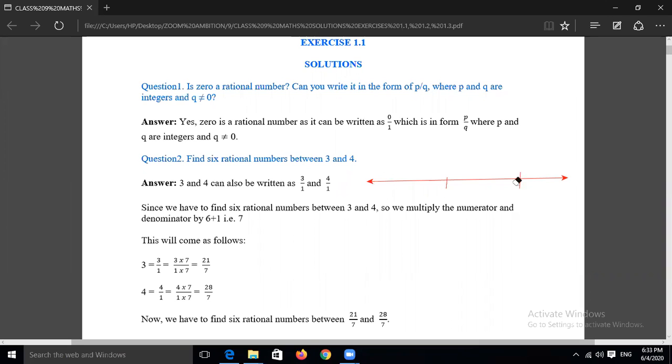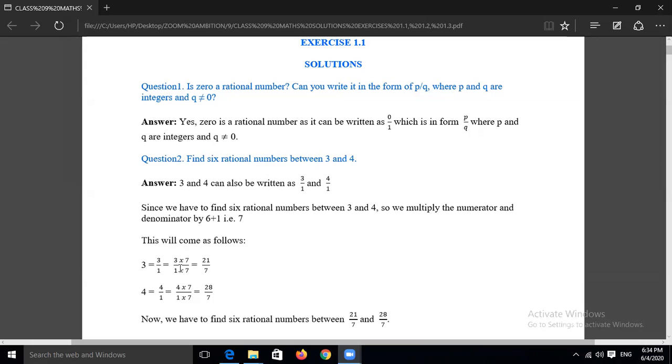What is that method? First, we have to think about the difference between 3 and 4. The difference between 3 and 4 is 1. So 3 can be written as 3 upon 1, and 4 can be written as 4 upon 1. Now we have to find 6 rational numbers. So what is 6 plus 1? 6 plus 1 is 7. So we multiply both numerator and denominator by 7.